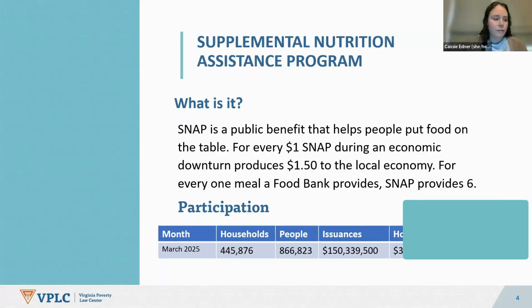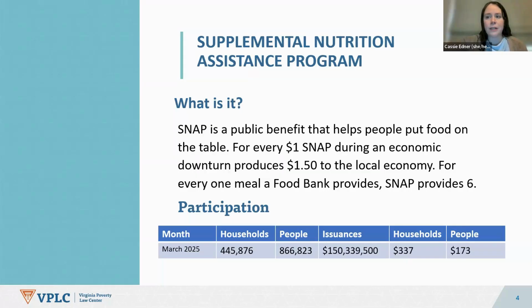But first I want to point out some statistics related to hunger in Virginia. According to the most recent Feeding America data that we have, over 1 million individuals are food insecure in Virginia, and roughly 12% of Virginia's population. Over 260,000 kids are food insecure. Over 10% of seniors are food insecure, and roughly 9% of households receive SNAP.